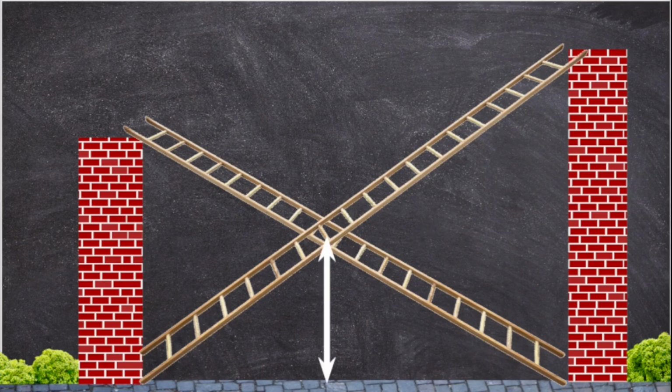Let's call that height h. If the height of the wall on the left is a and the height of the wall on the right is b, can you give the height at which the ladders cross only using the values of a and b?